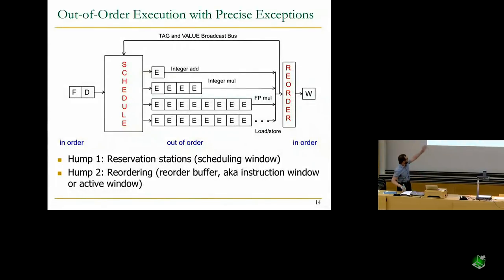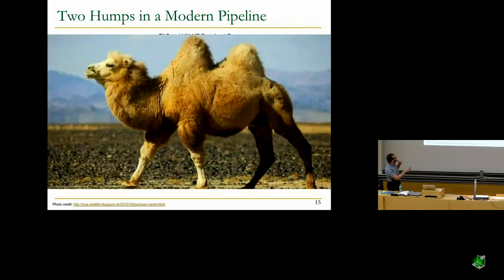Okay, so basically, we've done this. Of course, I didn't show you when you allocate into the reorder buffer, but whenever you're actually doing the renaming, you allocate into the reorder buffer also at that point in time, in order. But that's not different from the machine we saw before. Basically, in the end, we have this happy pipeline. It's this happy camel over here, right? Except we introduced two humps, scheduling and the reordering over here.